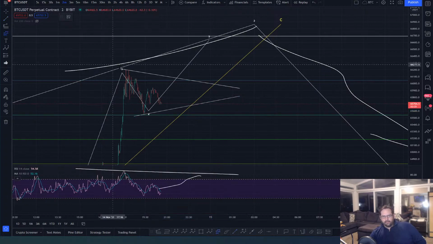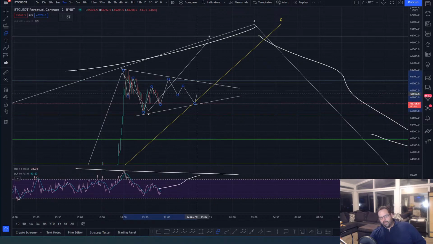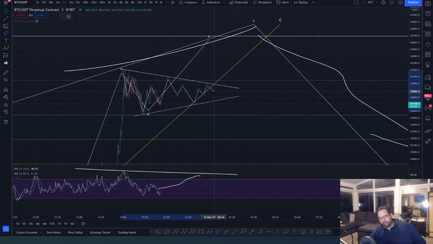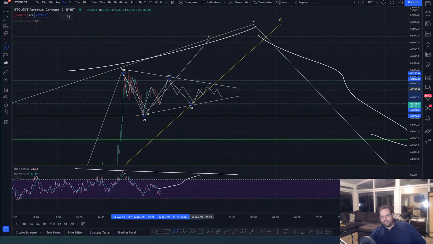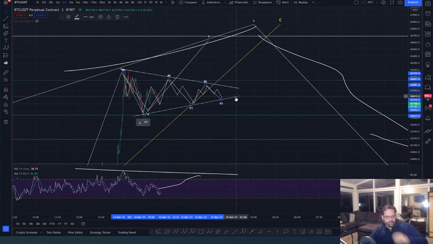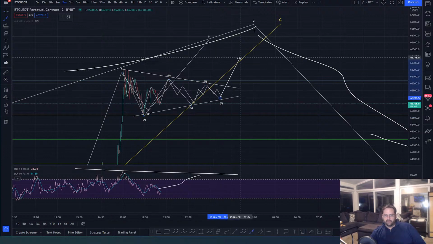Something like this. And so I'd be looking for 3 down, 3 up, 3 down, 3 up, 3 down. Okay, and we'd label that something like A, B, C, D, E. That's the way we do it in Elliott. Okay, and then up we go.